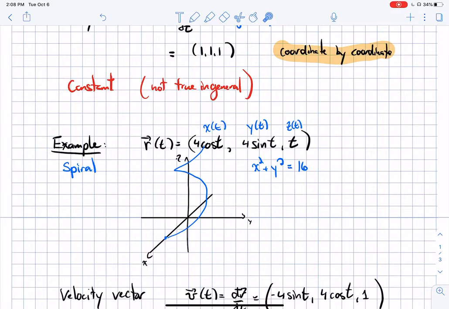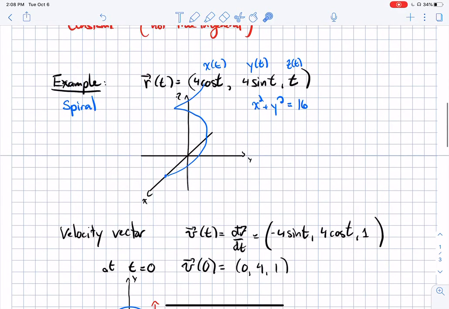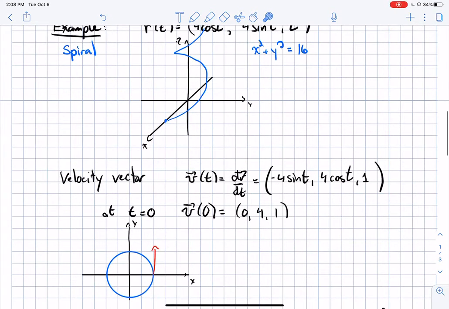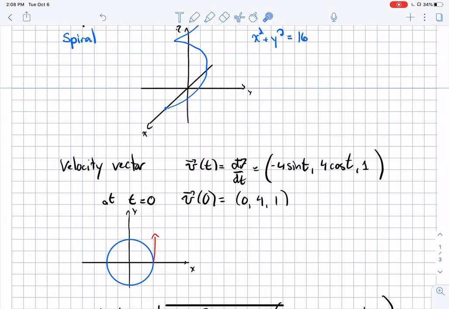Now you can compute the velocity vector. So again, coordinate by coordinate, you get minus 4 sine t for the x derivative, 4 cosine t for the derivative of y, and 1 for the derivative of z. Okay? Which makes sense because that means the velocity in t is constant as 1. So if I look at the change of coordinate in t, the speed is constant. Okay? But what's the speed in the xy coordinate?